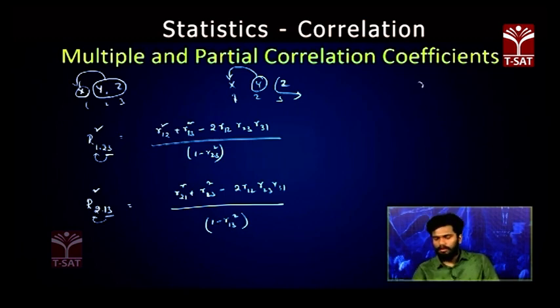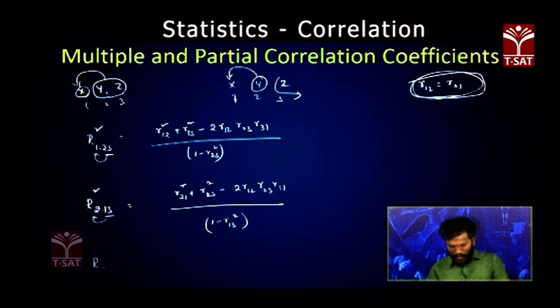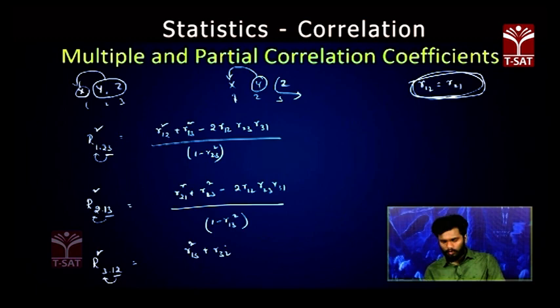Remember that R12 is equal to R21. Just as x is correlated to y, y is also correlated to x. That is one important property we missed in the properties of R. R3.12 square is also the combined effect of 1 and 2 on 3, which is equal to R13 square plus R32 square minus 2 into R12, R23, R31 divided by 1 minus R12 square.